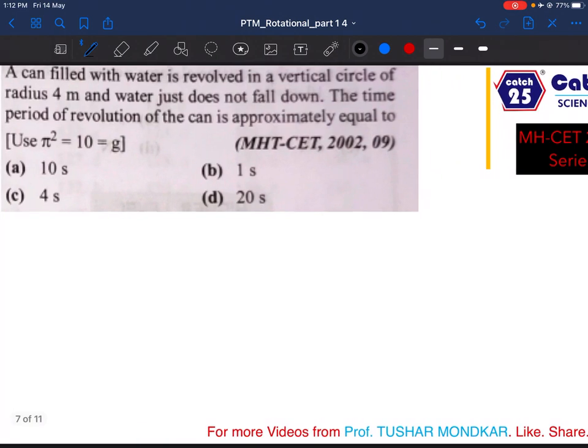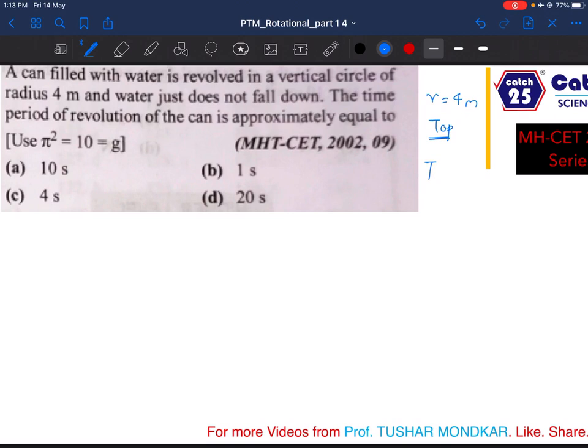Like this question, for example. It goes like this. A can filled with water is revolved in a vertical circle of radius 4 meter. So this time they have directly provided us a radius. And the water just does not fall down. And where is the chance of water getting spilled? Top. So that means our object is currently at the top position. The time period of revolution of the can is approximately equal to.